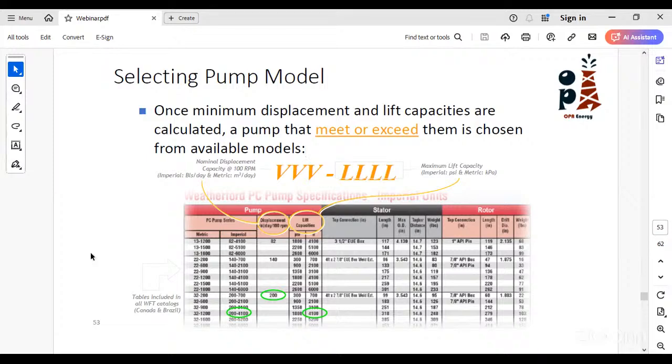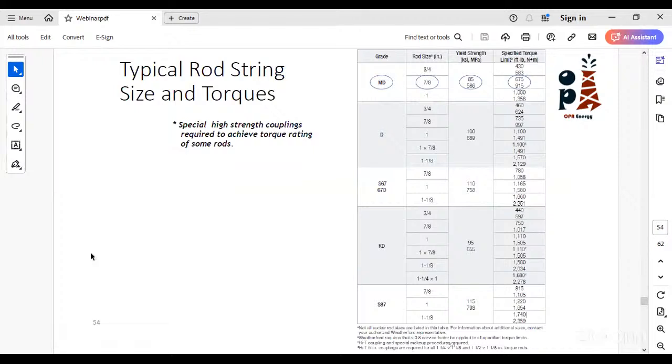Now we need to move to the other parts of the system. We have chosen the pump. Then how can you choose the rods? The rods, of course, are affected by many parameters like torque, stress, and axial loads. So you should choose a rod. And he has told us in the given data that the rods we will use is 7/8 rods, that its grade is MD or D category.